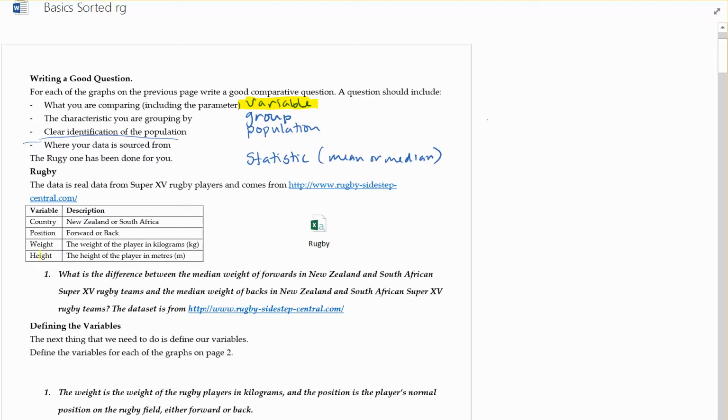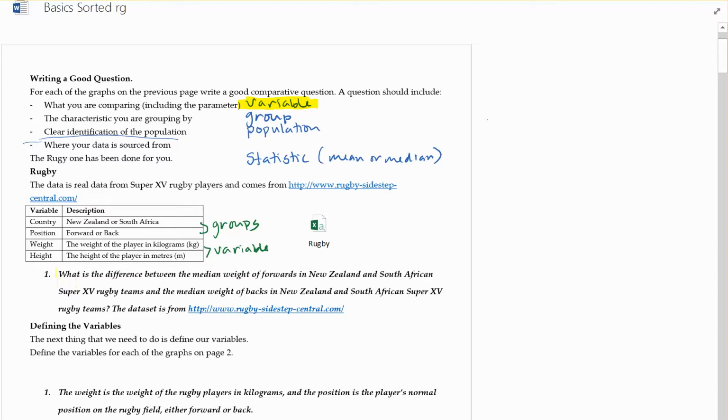But my groups, I've got 2 different categories here. So these could be the variable, either of them. You wouldn't want to do both, but you could pick one or the other. And there's 2 possibilities for groups as well. We could compare the height of New Zealand and South African players, or we could compare the weight of forwards and backs or anything like that. So you've got some variability in there for what you want to do. And again, that's how it would be in the assessment. You've got to pick what you want.